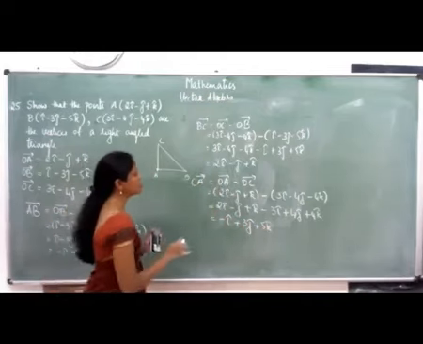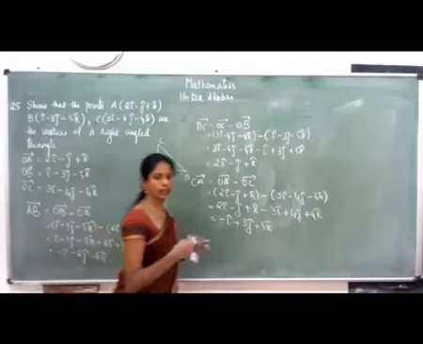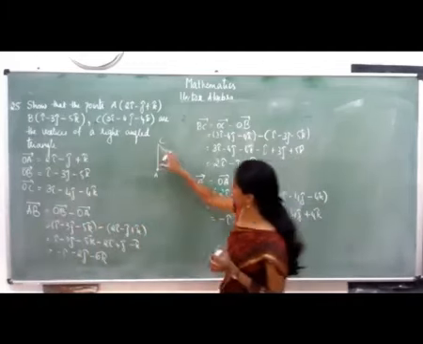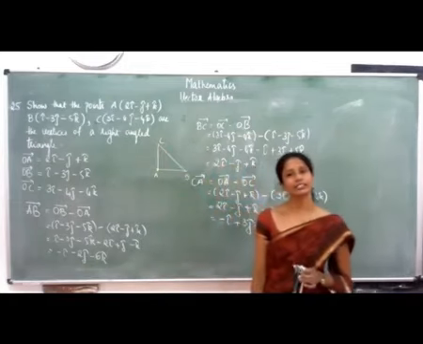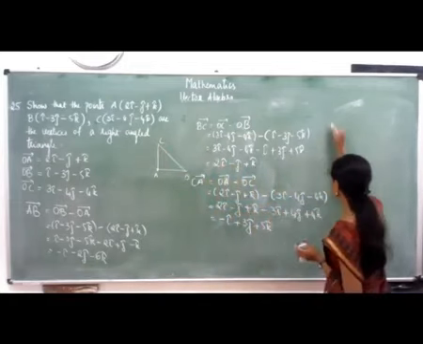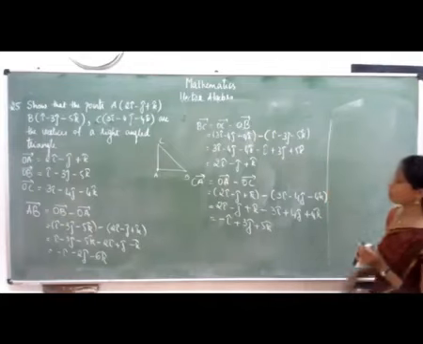Now we are finished with finding the vectors joining the points. That is, we know vector AB, vector BC, and vector CA. We need to find their magnitudes now. So let us find the magnitude.